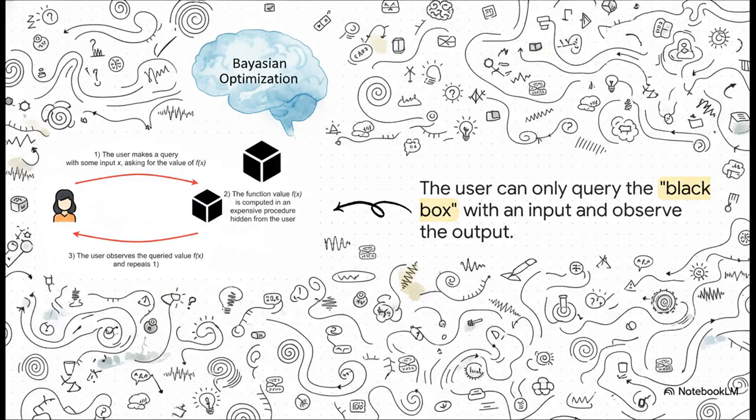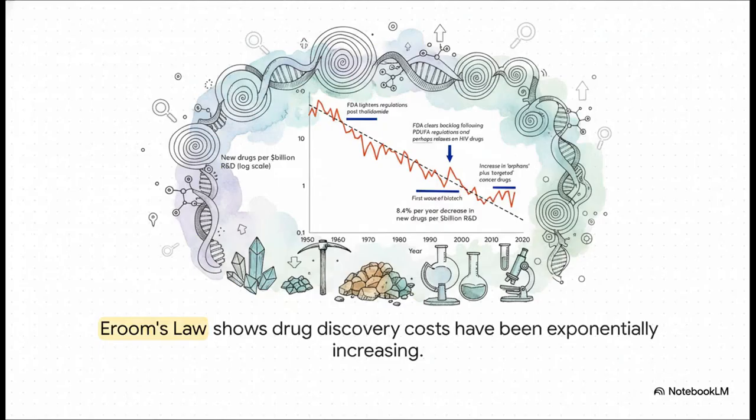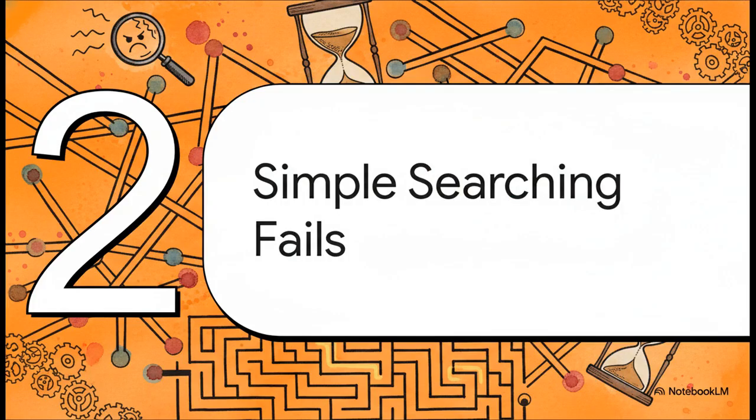And look, this problem is way bigger than just AI. You know, there's this thing called Abrams' law. Yeah, that's Moore's law backwards. And it shows that in drug discovery, the cost of finding a new effective drug has been going up exponentially. This is a massive challenge in materials science, in mining, really any field where just trying stuff out randomly is way too expensive.